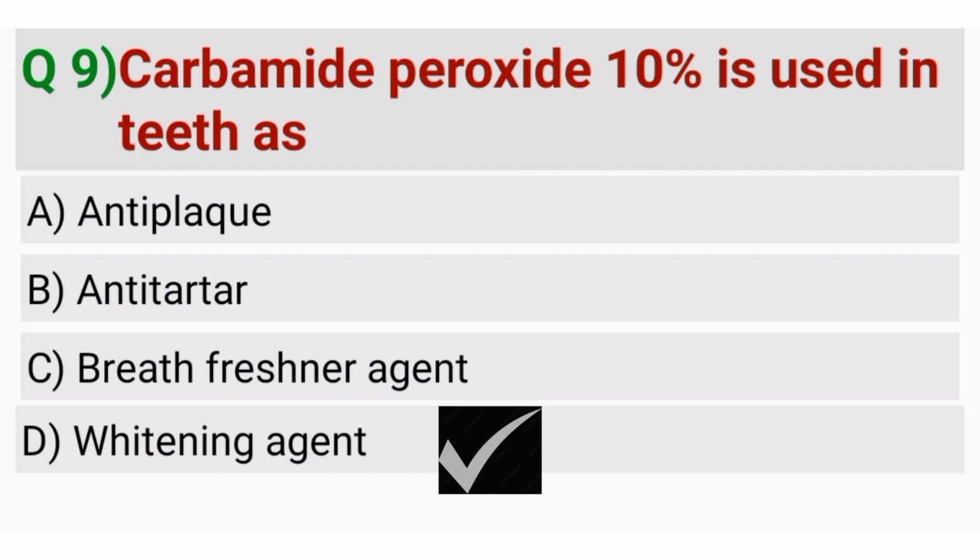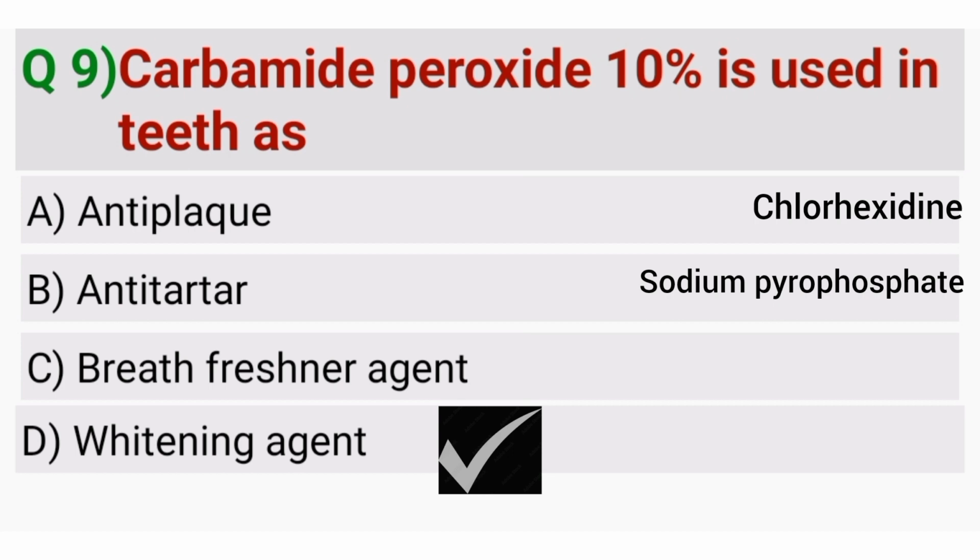Anti-plaque agent used commonly in toothpaste is chlorhexidine. Anti-tartar agent used commonly in toothpaste is sodium pyrophosphate. And the breath freshener commonly used in toothpaste is sodium fluoride.